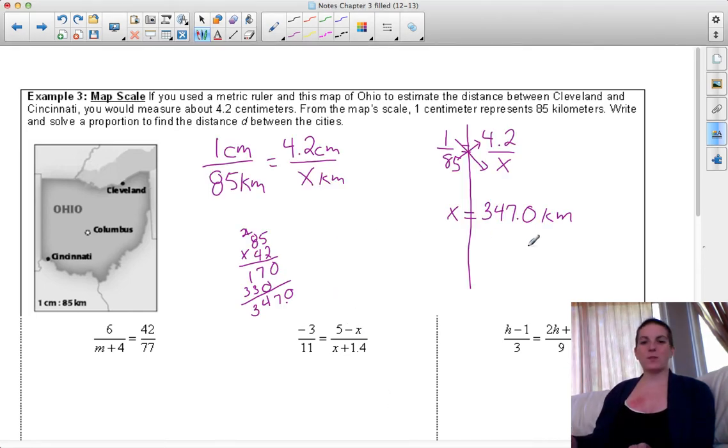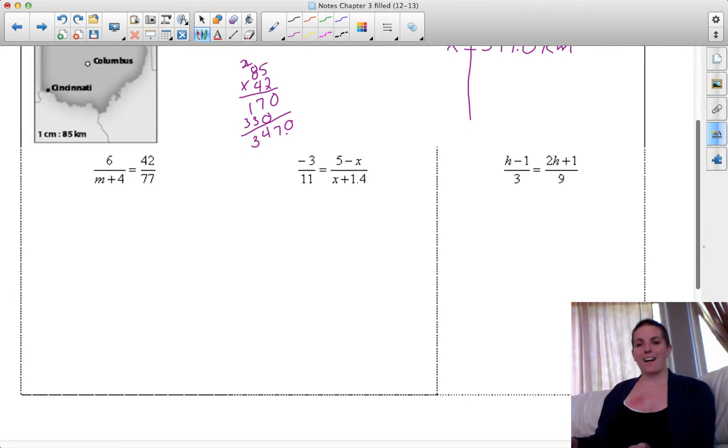Hopefully that problem gave you no problems whatsoever, and you ended up with 347 kilometers. Let's move, though, to these algebra problems on the bottom. The first thing I want to point out is that whenever you see a sum or a difference, we've done this a lot, but make sure you put parentheses around it. It'll make your problem make more sense. Second, we'll put in that balance line, and the product of the means is equal to the product of the extremes, so we're allowed to multiply.